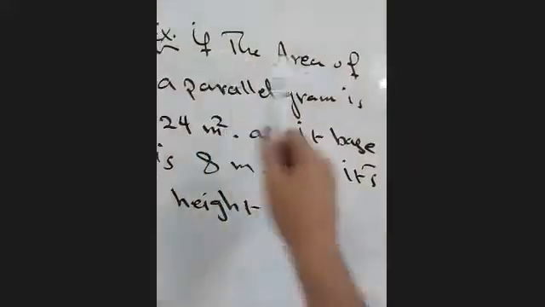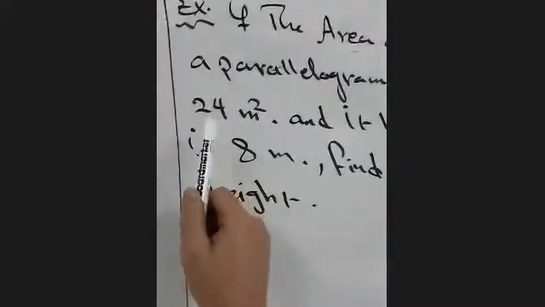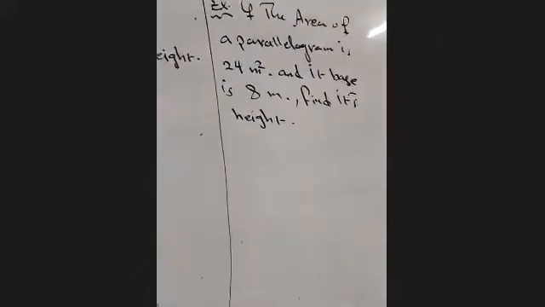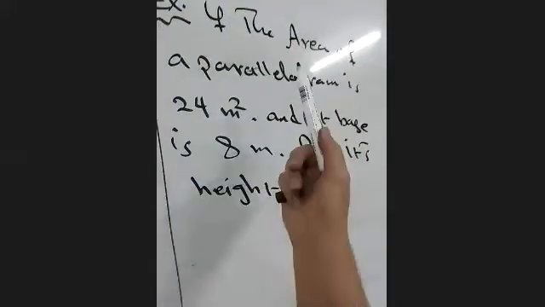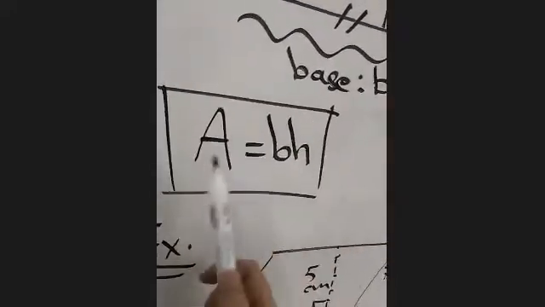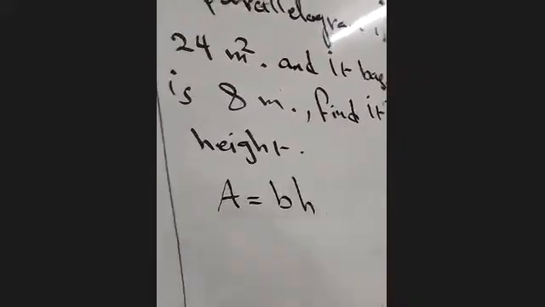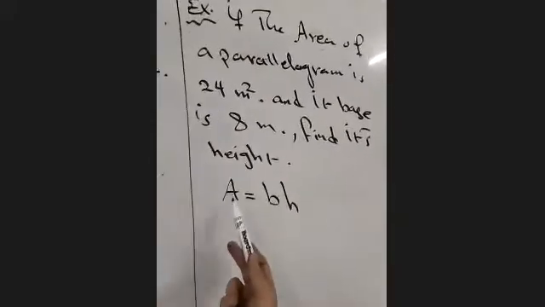Here, guys, if the area is given, and the base is given, we want the height. So we don't know. Now, the thing which connects the area and the base and the height together is the formula. So we write the formula. A equal BH. Now, what's A? A is given.